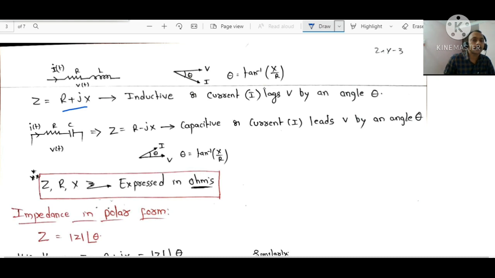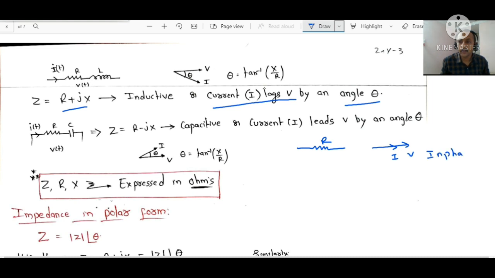If it is an inductor, the current flowing through this RL combination will be lagging the voltage. Current lags the voltage V by some angle theta. Very important, dear students. If it is a pure resistor, voltage and current will be in phase. Already with respect to the inductor and capacitor basics, we have discussed this.